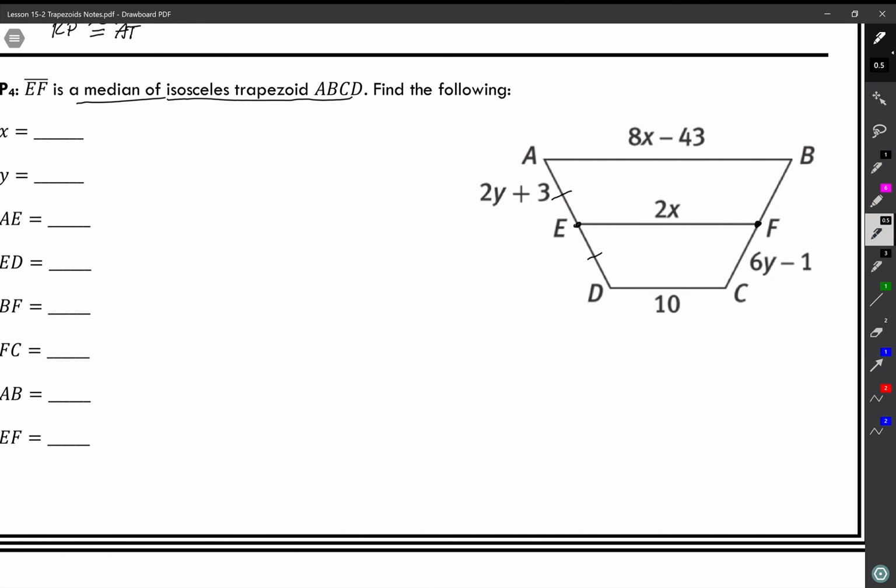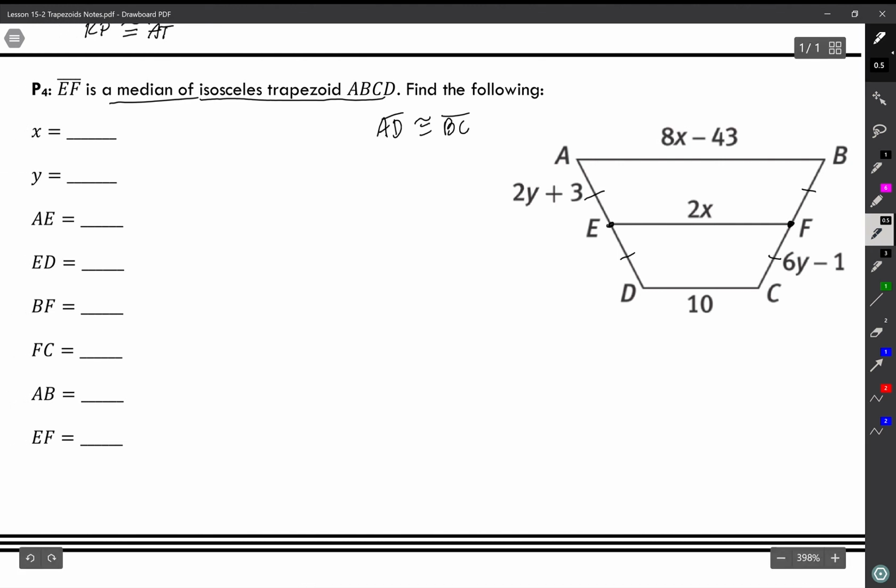But it's an isosceles trapezoid, so I know that AD is congruent to BC. So if I have midpoints that are splitting up two congruent sides into two congruent parts of those sides, what that tells me is that all 4 of these segments are congruent, which is a really cool thing. It's going to make solving our problem much easier. Okay, so we're going to solve for x first, however, then we'll get to the y, okay?